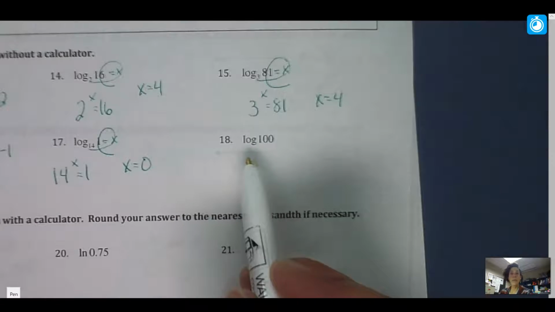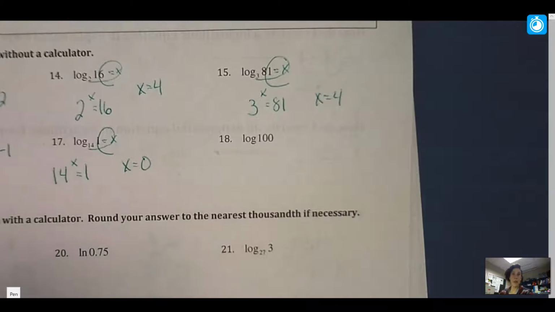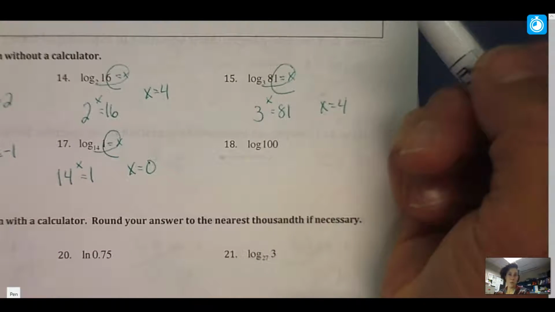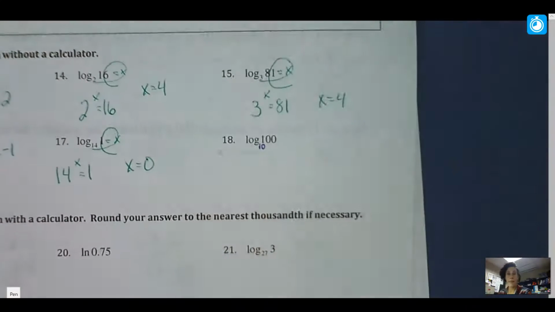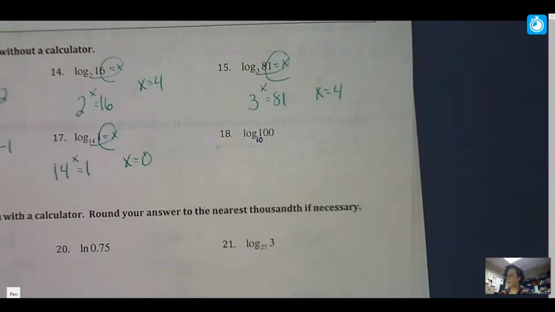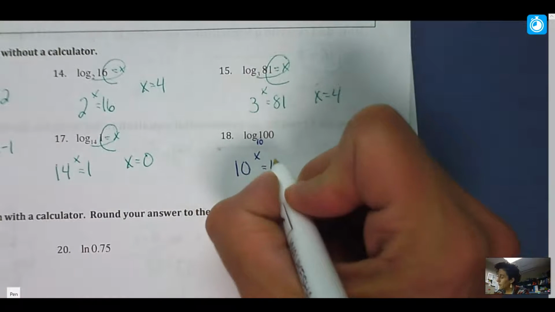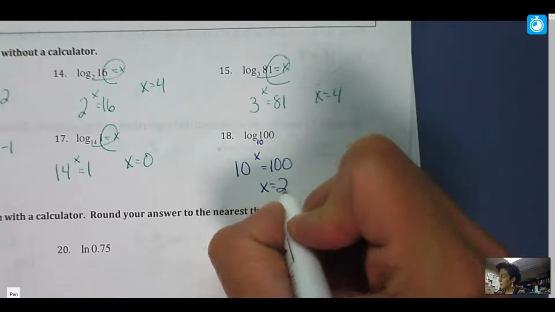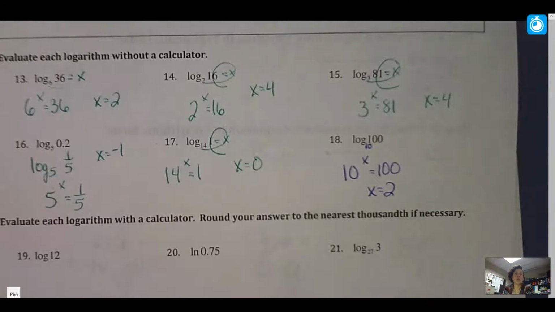And the last one, what's different about this one is this one doesn't have a little base. There are times in math where we have invisible numbers, and this is one of our invisible numbers. There is an understood little 10 there when you don't see a base. So what we want to know is 10 to the what power gets me to 100, and that's going to be 2. So there are going to be logs that you can do without a calculator, but there are going to be logs that you need a calculator for.